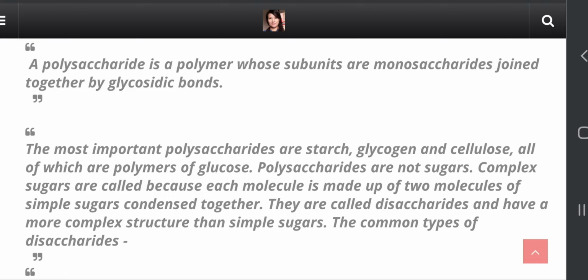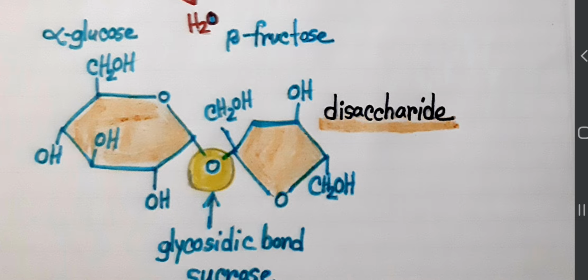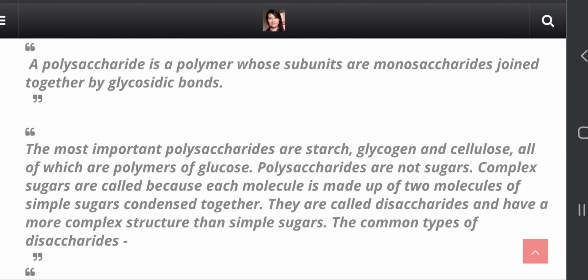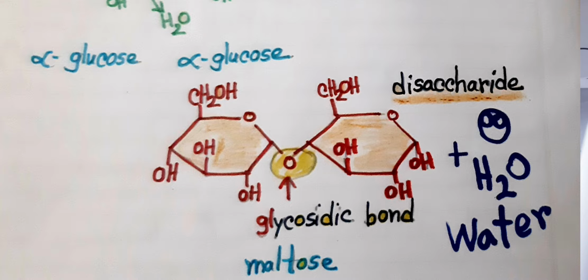Common types of disaccharide are sucrose, lactose and maltose. Maltose has 12 carbon atoms, with the general formula C12H22O11. You must remember that. You must write it down, guys.